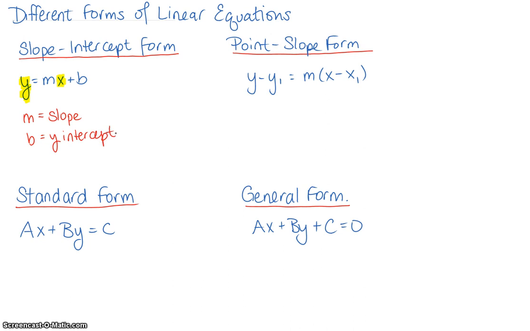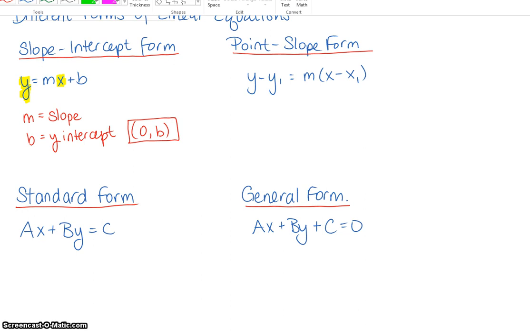And again, a y-intercept is a point on the graph 0, comma y. In this case, 0, comma b. It's a point on the actual graph. So you need to be able to identify that that value here translates directly into a point 0, comma b.